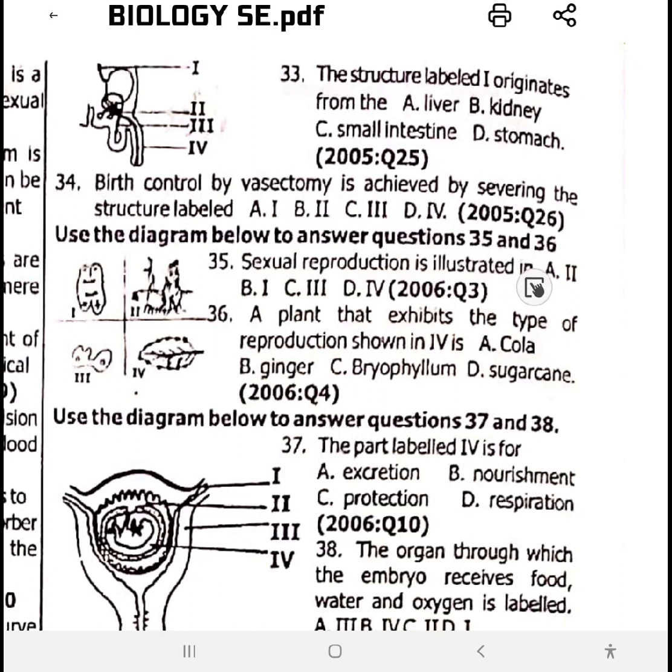35: sexual reproduction is illustrated in option B, Roman figure I. Here, sexual reproduction. You could see this is one of the phases of meiosis. 36: a plant that exhibits the type of reproduction shown in IV is called bryophyllum. If you follow from the last chapter, we talked about bryophyllum, adventitious growth. This one now is adventitious growth. The plant will start growing from these edges of the leaf.